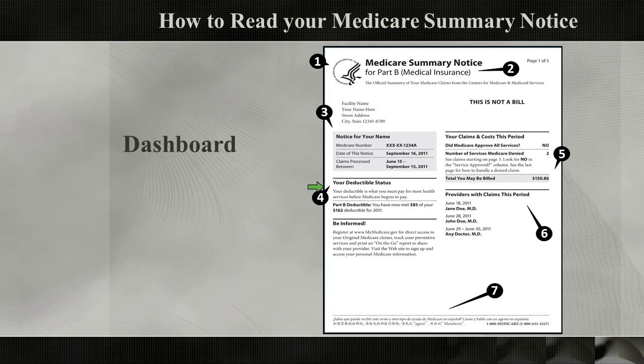Section 4 will give you a quick snapshot look at your deductible status. For example, here it states that you have met $85 of your $162 deductible for 2011 for your Part B deductible.